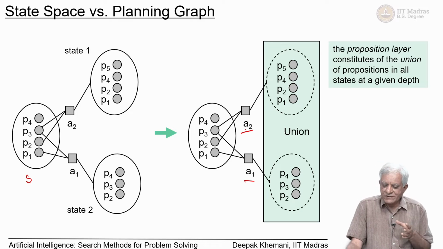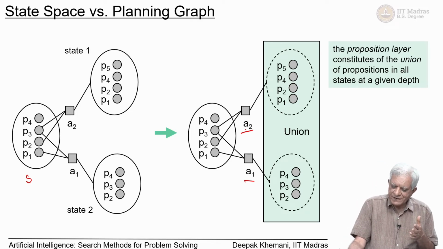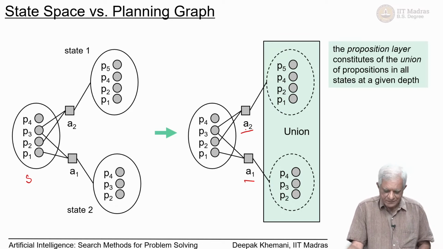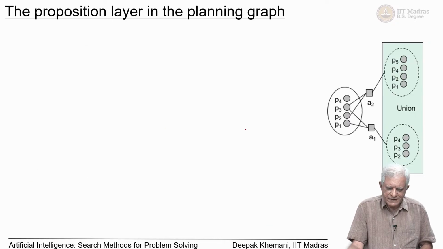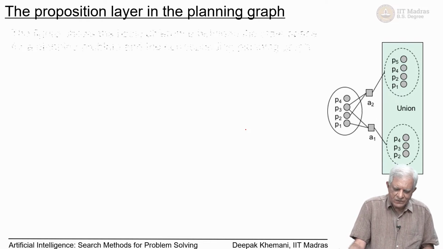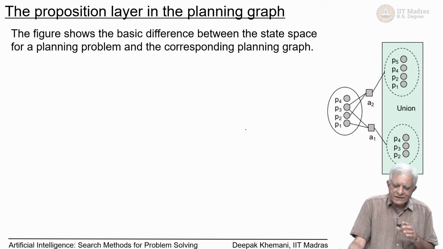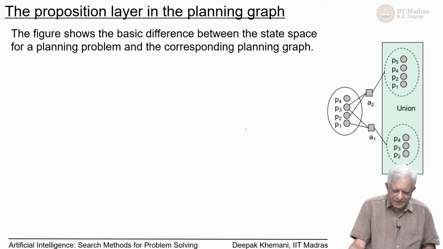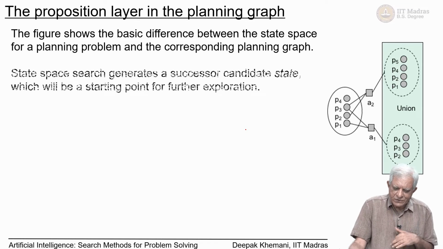So, it no longer represents a state, it represents a set of propositions which we call a proposition layer essentially. So, this is the first step you do towards building a planning graph. So, this is what a planning graph looks like a little bit. The basic difference between state space for planning problem and corresponding planning graph is as shown here.